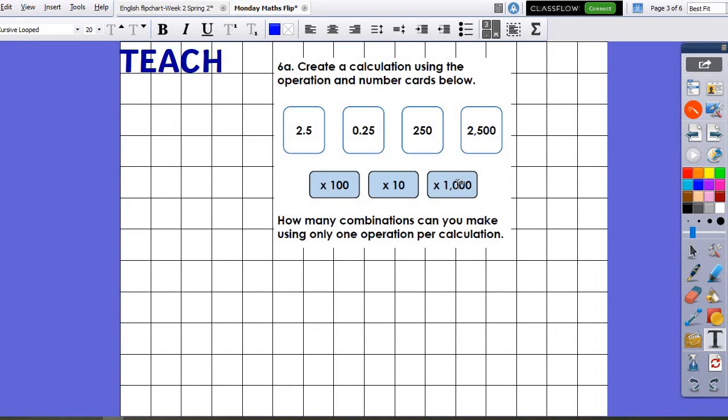And next one, create a calculation looking at the number cards. So a couple of them that we can look at. So 2.5 times 10. Well, we know 2.5 times 10 is 25 because we're just moving one place. So 2.5 times 100 is 250. So we can just move it along. So 2.5, that'll be our first one, times 100 equals 250. So you have a go at as many calculations as you can get.